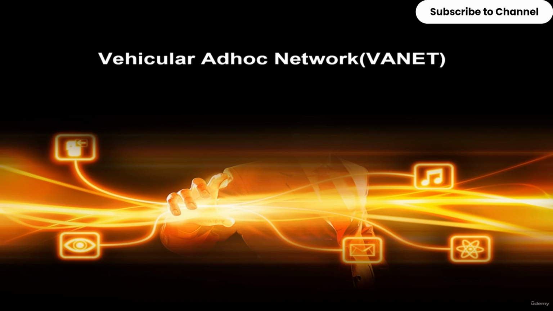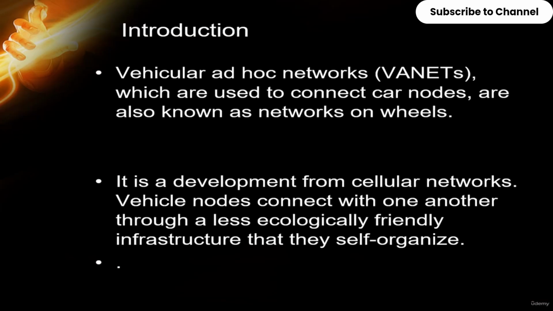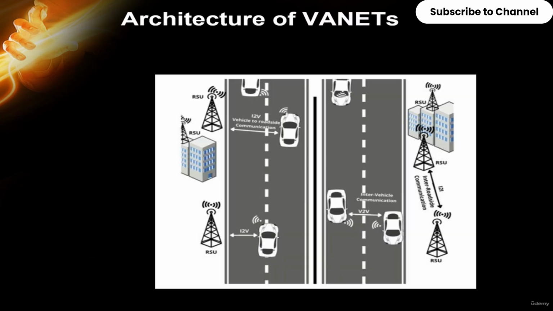Hi, in this video lecture, we are going to discuss vehicular ad hoc networks. Vehicular ad hoc networks are used for communication with vehicular networks such as cars and other mobile nodes. It is a cellular communication technology where one node can communicate with another node in an eco-friendly manner with a self-organization architecture.